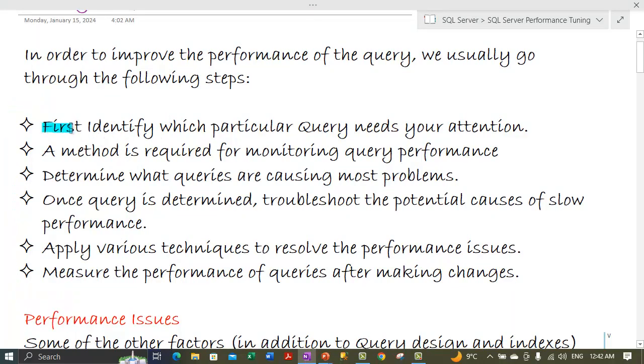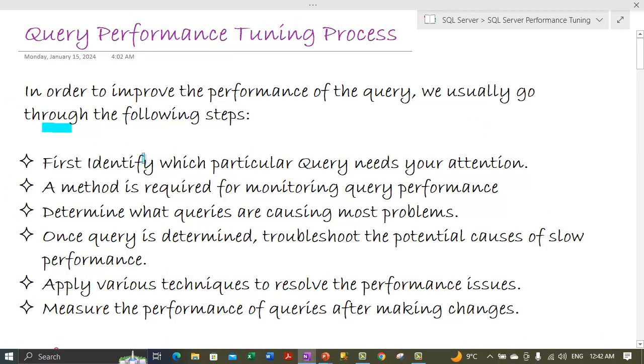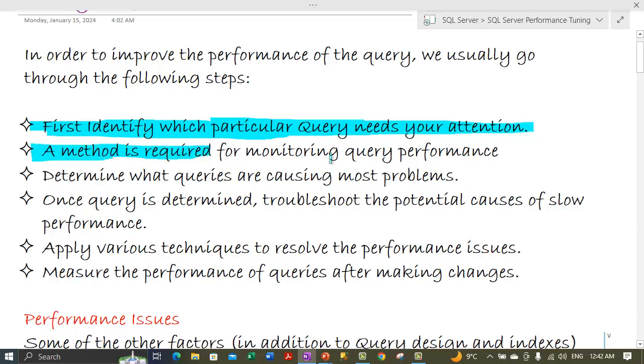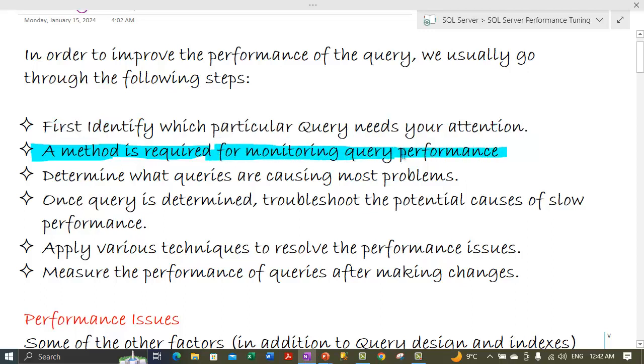First, in the query performance tuning area, the first step is to identify which particular query needs attention, or which particular query is not performing well in our system. And then we need a method for monitoring query performance. So we need some monitoring on our system which can catch the queries that are not performing well, so you can focus on them, and later modify and optimize those queries to run faster.